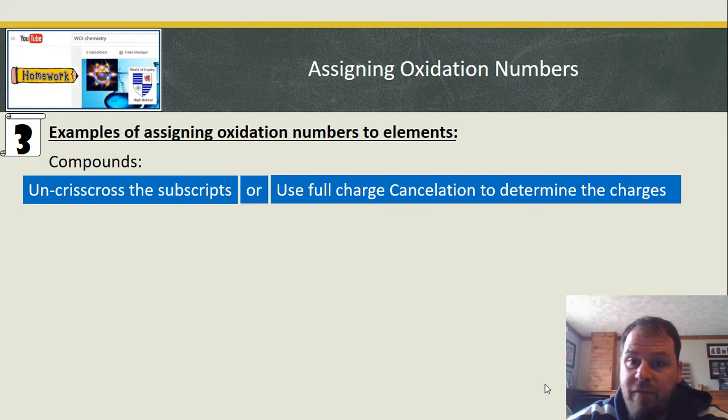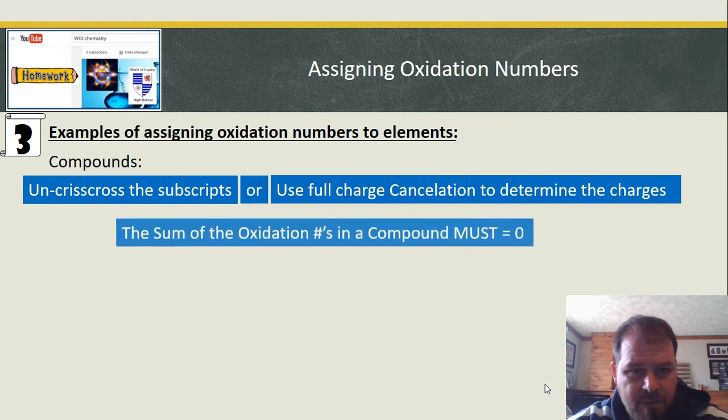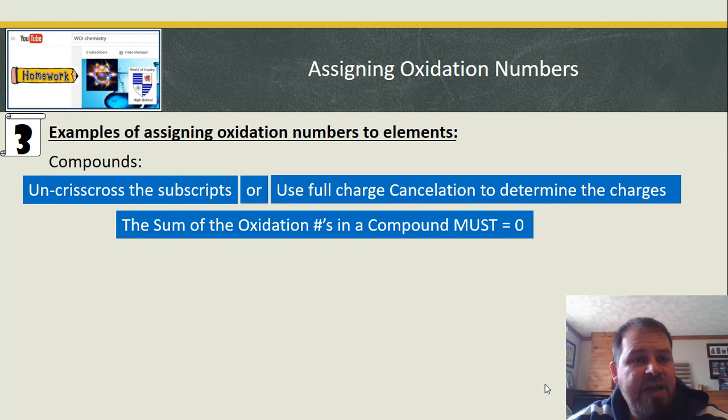And then we use full charge cancellation to determine the charges. The first example is going to be an uncrisscross, and we have a lot of experience with that because we have some experience with crisscrossing, so that's easy. And then the full charge cancellation, I'm going to take my time with and do 3 full examples. And what we need to know is, if it's a compound, by definition, its overall charge has to equal 0. We're going to use that to our benefit, especially in the last 3. If it is a polyatomic ion, then its charge equals the charge on the polyatomic ion.